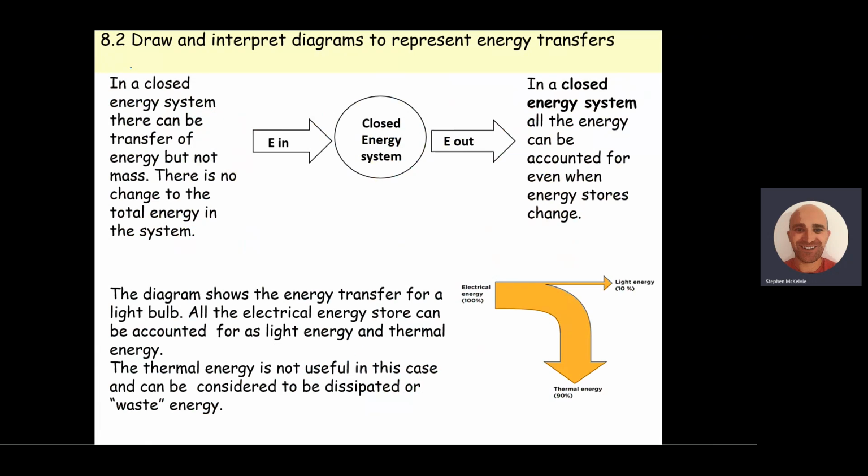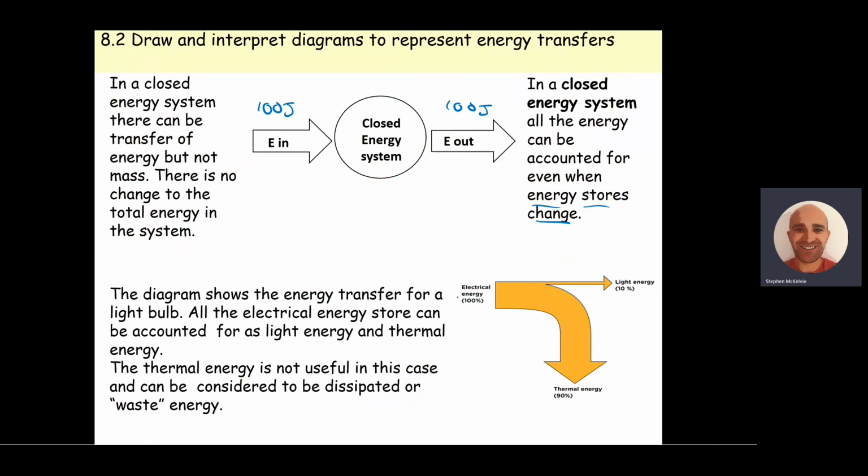In a closed energy system, there can be transfer of energy, but not mass. There is no change to the total energy in the system. That means that if I have 100 joules of energy going in, I'm going to have 100 joules of energy coming out. All energy can be accounted for, even when energy stores change. The stores are changing, but they are not being created or destroyed. Energy is never created or destroyed. Some is used usefully, some is used wastefully.